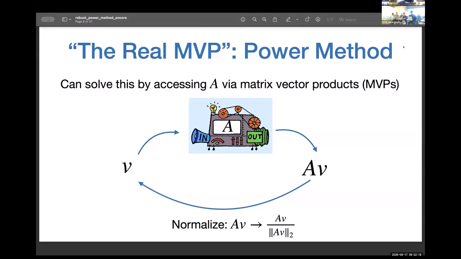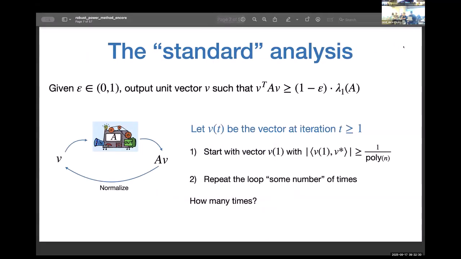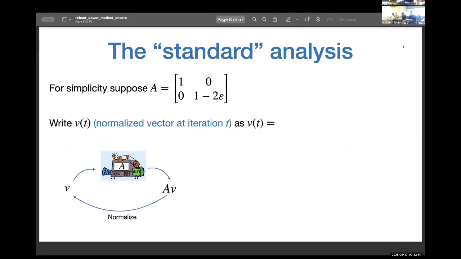This is called the matrix vector product model, where essentially the only way you look at the matrix A is using matrix-vector products, so it's an MVP. To be more precise, let v sub t be the vector that we have at time t. To start the power method, the vector v sub 1 should have some non-trivial correlation with the top eigenvector, let's say correlation 1 over poly n, and then you just do this loop some number of times. The question is how many times?